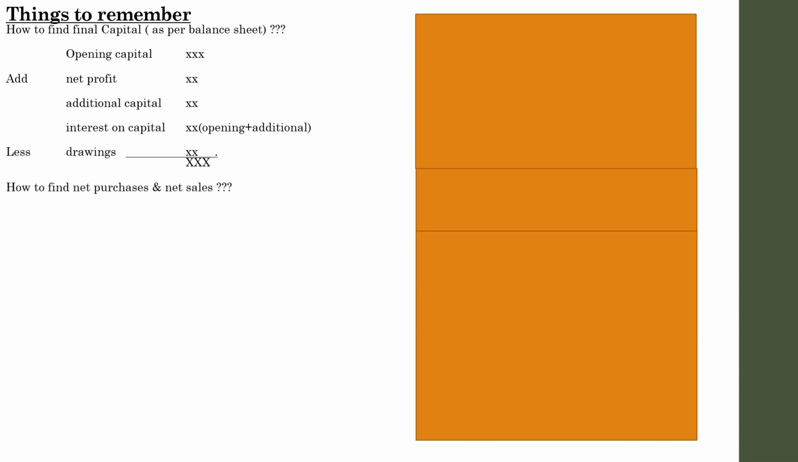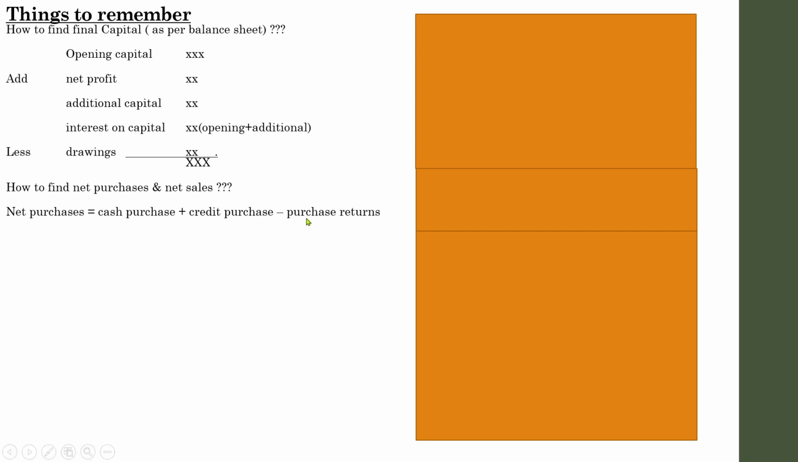Next one, how to find net purchases and net sales. We have learned about cash purchases, cash sales, credit purchases, credit sales. So what is the meaning of net purchases and net sales? It's very simple. Net purchases means total purchase, otherwise known as cash purchase plus credit purchase, minus any returns. Any returns means purchase returns. So that is known as net purchases.